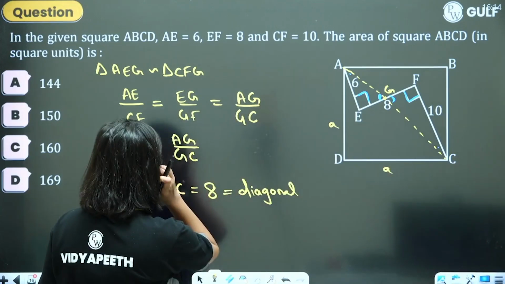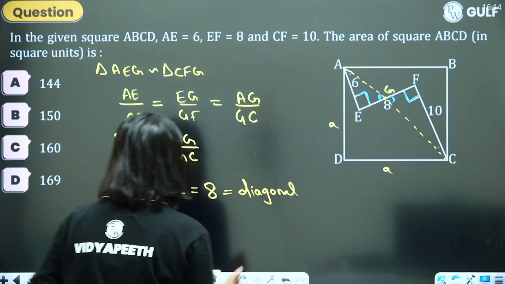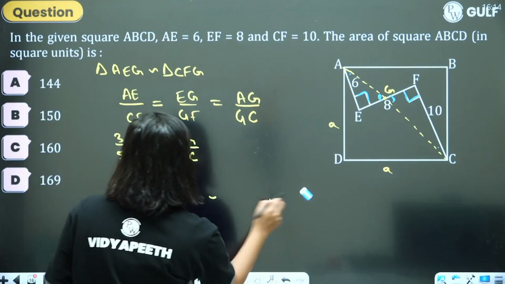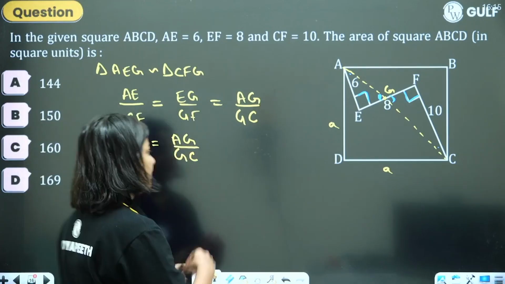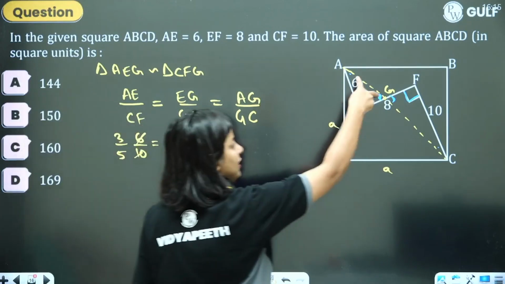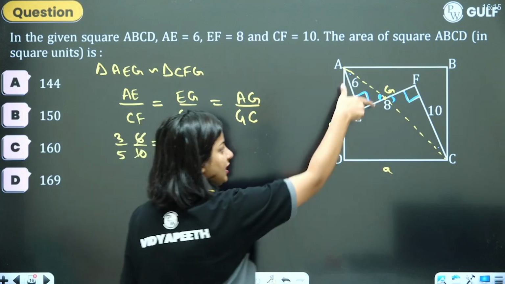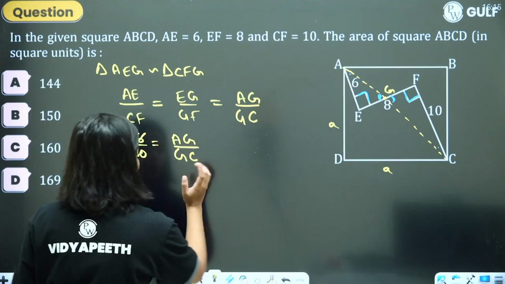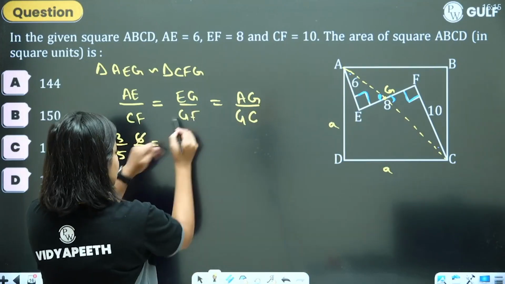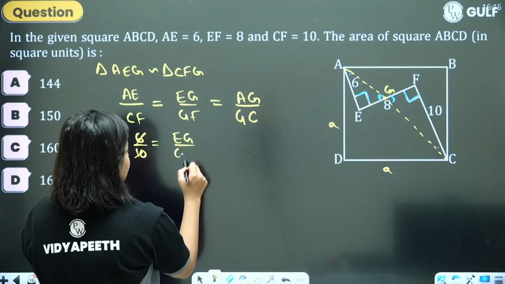Okay, so a small development that I am going to change in this. Taking AG upon GC as 3 by 5 is absolutely correct, but the ratio of AG upon GC is 3 by 5. It's not that AG is 3 and GC is 5. I cannot directly add them. So what better way is EG upon GF is 3 by 5.